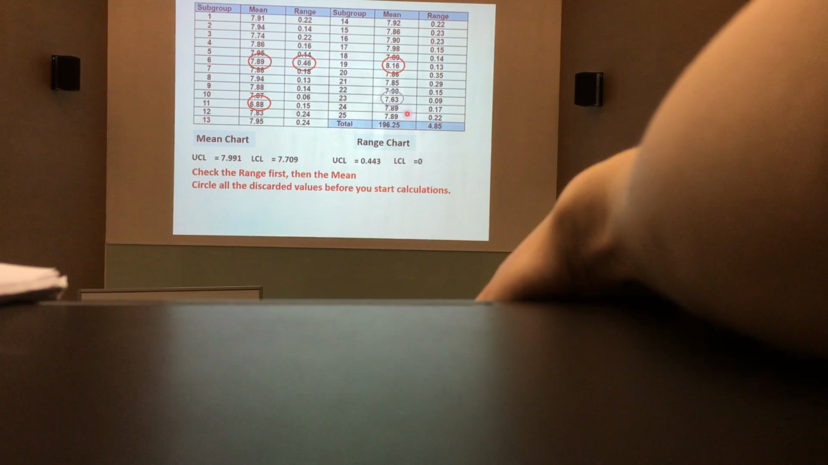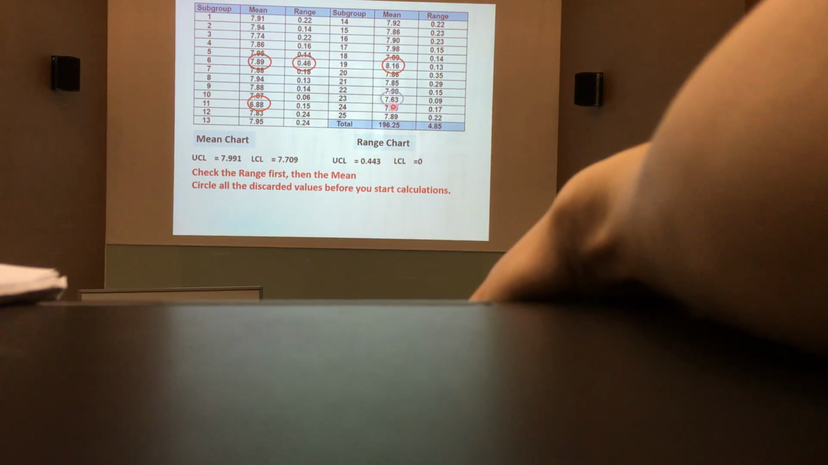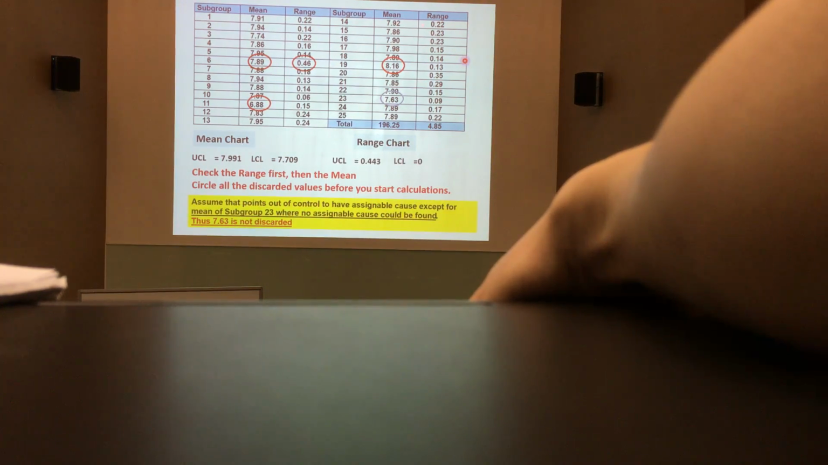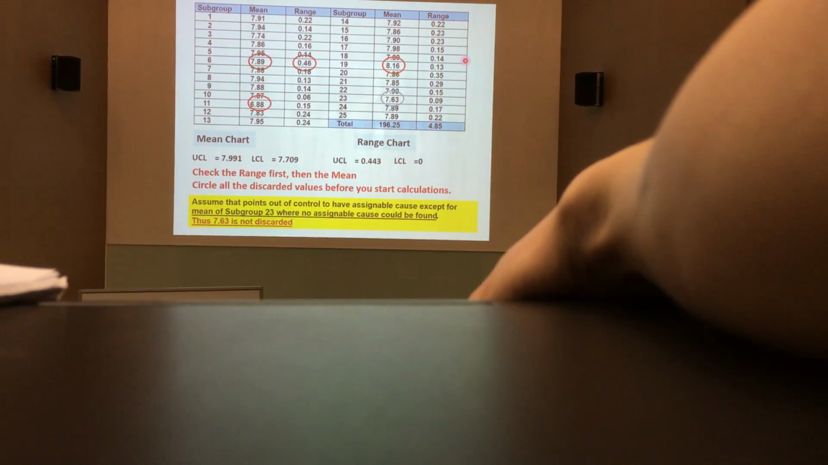Why? This is smaller than this, but I circle it gray, not red. Because earlier in the question, you were told Group 23 has no assignable cause. I can give you a question in a different format, where, remember I showed you the sample paper before with the column at the side and remarks? Remember?